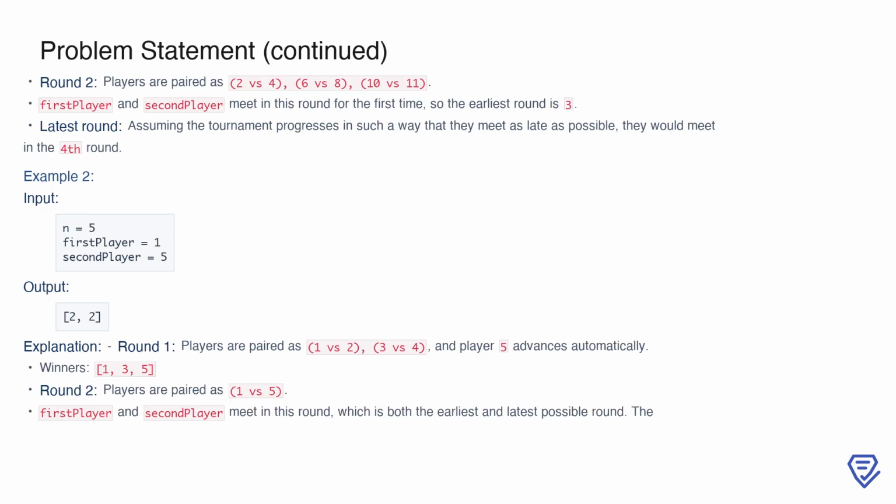In the second round, the winners from the previous round are paired again, resulting in matches like 2 versus 4, 6 versus 8, and 10 versus 11. Here, first player and second player meet for the first time, which makes this the third round of the tournament. Therefore, the earliest round where they compete is 3. For the latest round, we consider how the tournament could progress to delay their matchup as much as possible. By carefully analyzing the structure, we find that they could meet as late as the fourth round. This gives us an output of 3, 4.